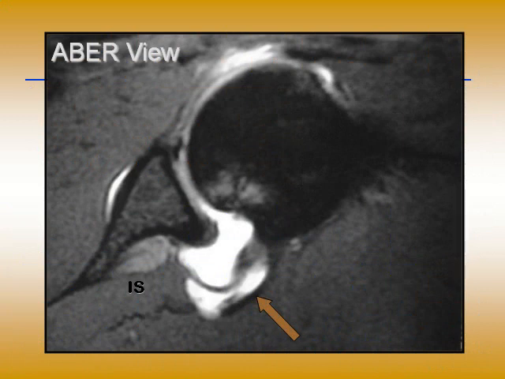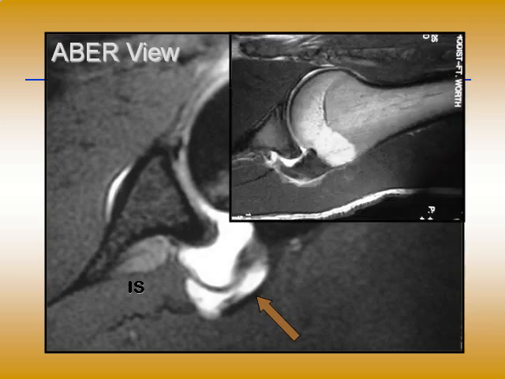This is an example of the ABER view. We're looking directly at the infraspinatus tendon, which we see here has fluid within it. As an example to contrast, look at this top right inset picture, which shows a beautiful full-thickness cuff footprint.